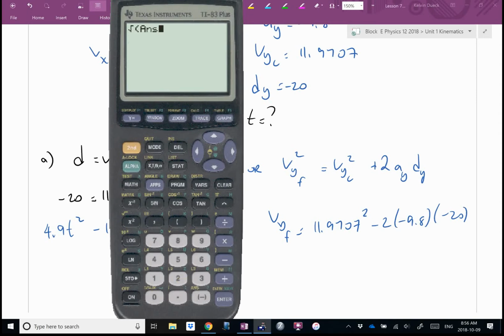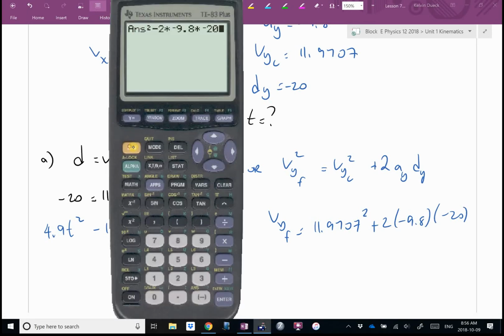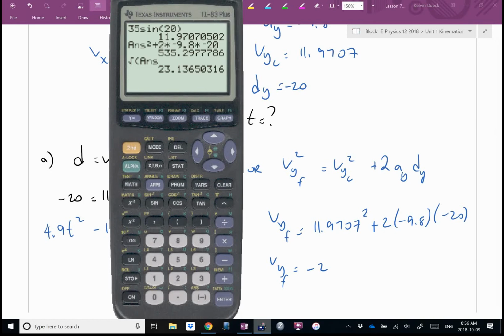Uh-oh. Good gosh, did I type it in wrong? I'll be annoyed if I did. Plus, Mr. Dueck, why did you write minus? Arg, that's going to domino all the way through. So, let's bring that back. Answer button, squared, plus 2 times negative 9.8 times negative 20. Square root of that. And I get Vy final is negative 23.1356.